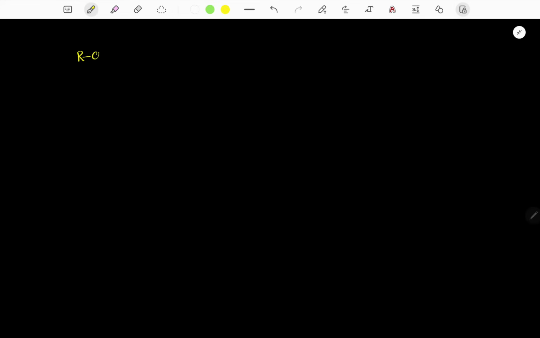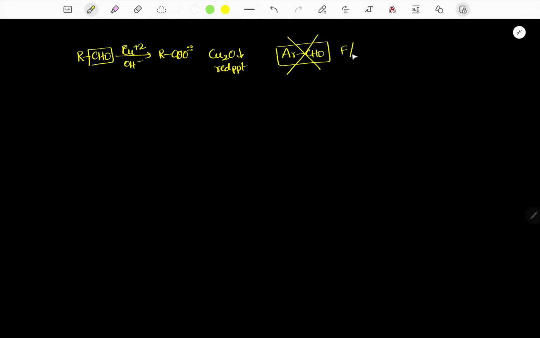Similarly, aldehyde treated with Fehling or Benedict, in both we have Cu2+, in the presence of basic medium. So this aldehyde is oxidized to carboxylate and Cu2+ is reduced to Cu2O, red precipitate. So aldehydes also give the Fehling test, but here one of the exceptions is aromatic aldehydes. Aromatic aldehydes do not give Fehling and Benedict.